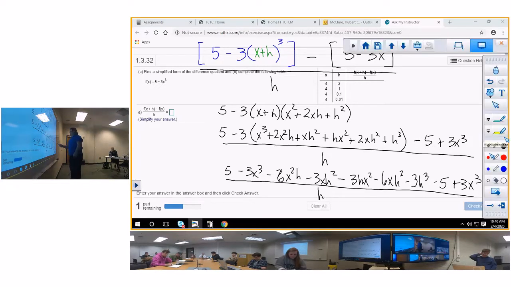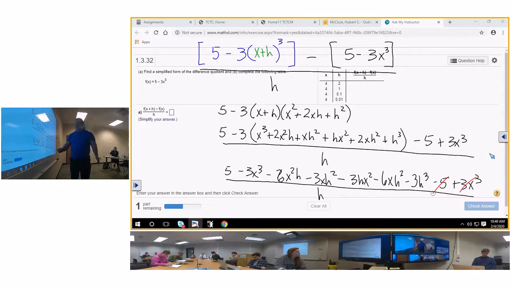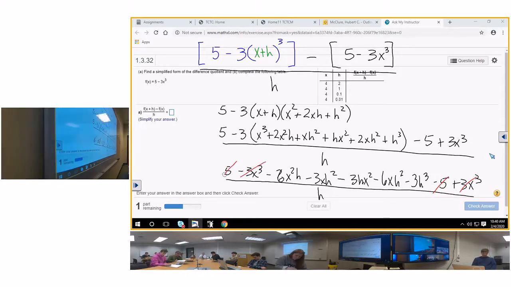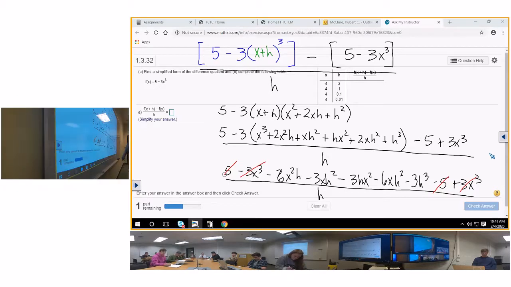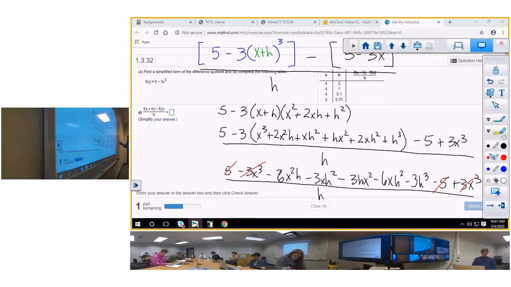Now we're going to get some things to cancel. I think the only thing that we can get to cancel is the 5s and 3x squared. I meant 3x cubes, right? Just trying to keep up with all these. I'm sorry, I'm going too fast.